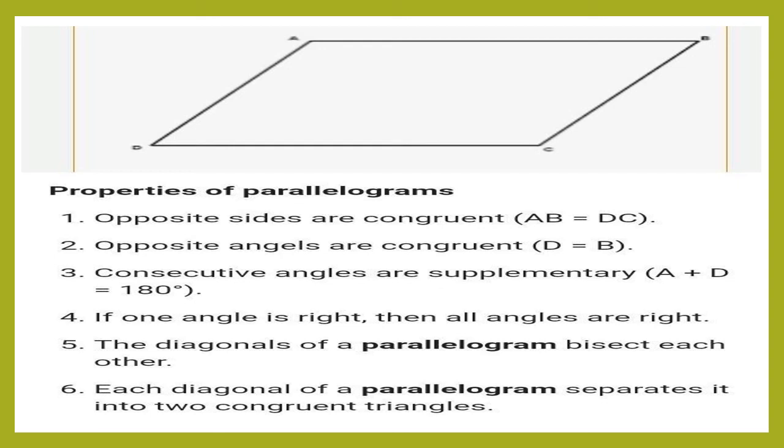Opposite sides are congruent. Congruent means equal. Opposite angles are congruent. Consecutive angles, children, I am repeating it, consecutive means adjacent. Adjacent angles are supplementary. If one of the angles is a right angle, then all the angles are right angles. The diagonals of a parallelogram bisect each other. Each diagonal of a parallelogram separates it into two congruent triangles.